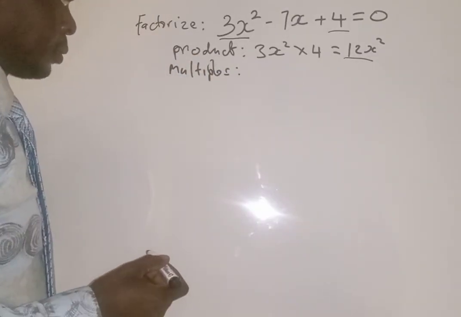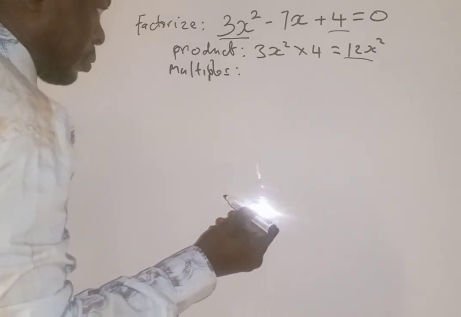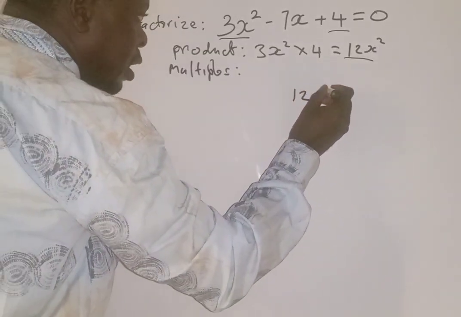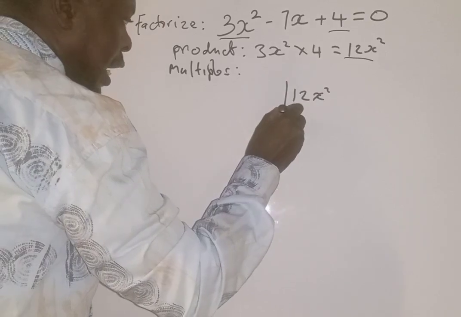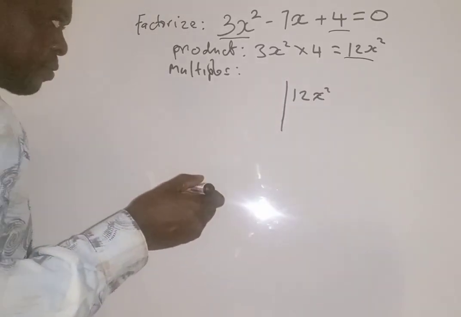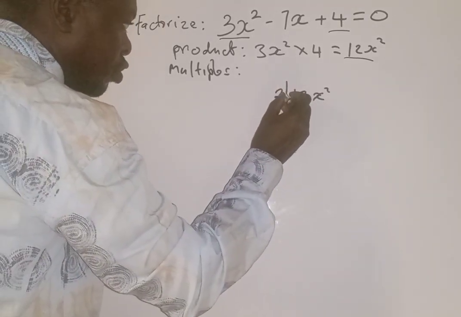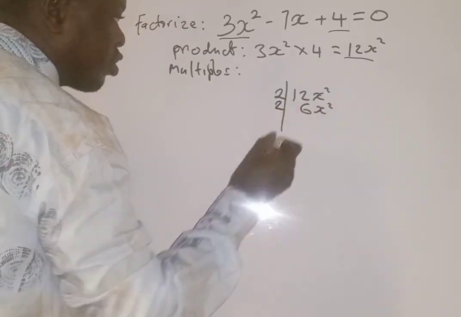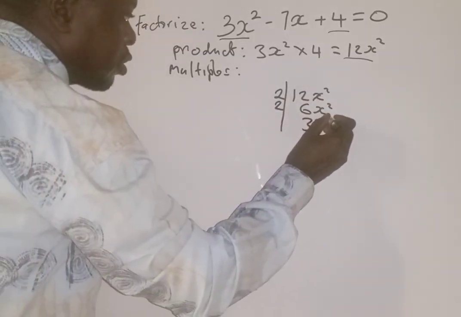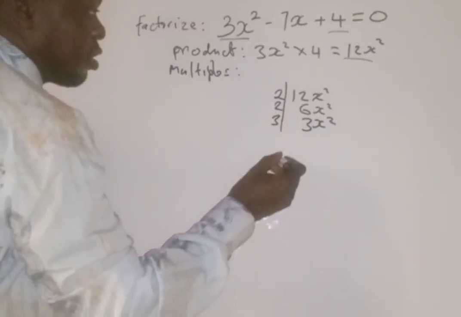The next step is to get the multiples of this number. How do we get the multiples of 12x squared? To get the multiples of 12x squared, we need to find the prime factors of 12x squared. Prime factors are the numbers which are only divisible by themselves. The smallest prime factor that goes into 12 is 2. 2 goes into 12 how many times? 6x squared. The next smallest prime factor that goes into 6 is 2. 2 goes into 6x squared how many times? 3x squared. Now, the next prime factor is 3. 3 goes into 3x squared how many times?